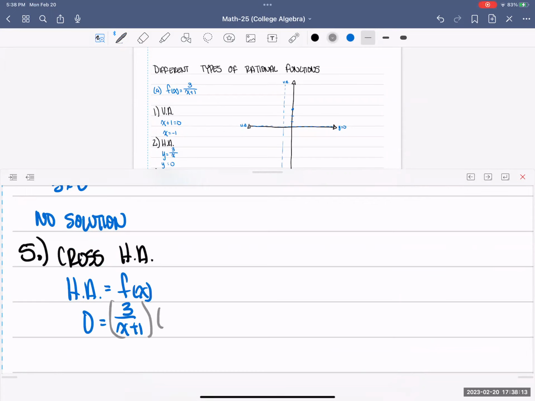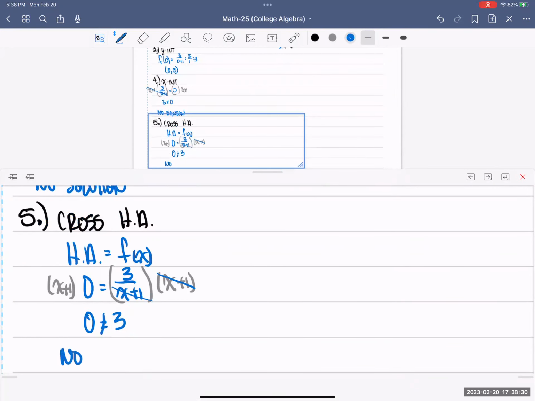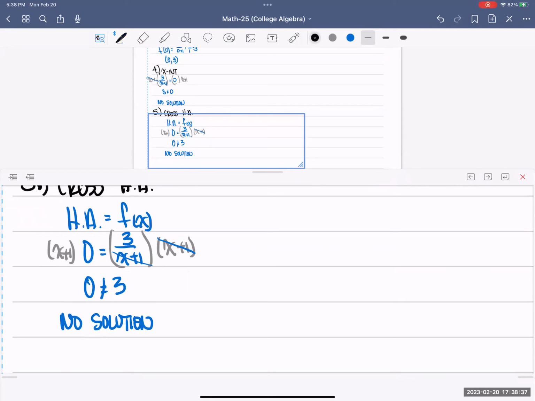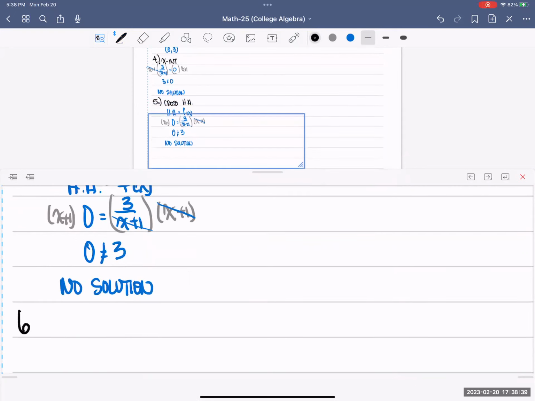Let's multiply both sides by x plus 1. So 0 times anything is still going to be 0. And these two divided out, so we're left with 3. 3 does not equal 0, which means we have no solution here, which means we don't cross our horizontal asymptote. And now for the tricky part, part number 6, pick more points.